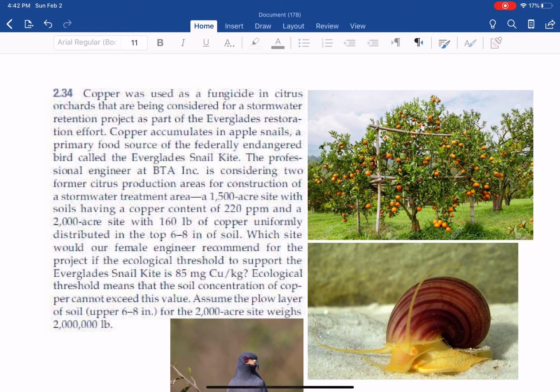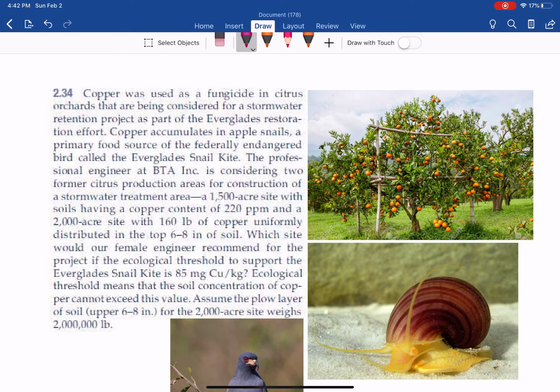Okay, let's look at problem 234. Copper was used as a fungicide. So you're adding chemicals in a citrus orchard that is being considered for a stormwater retention project as part of the Everglades restoration effort.